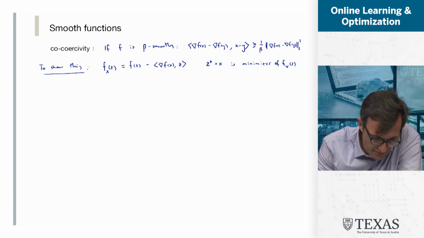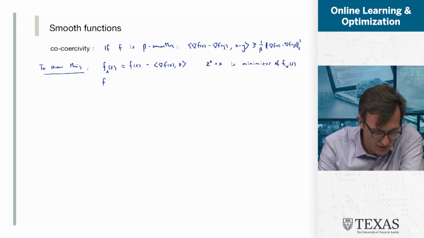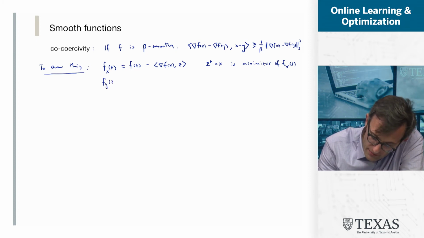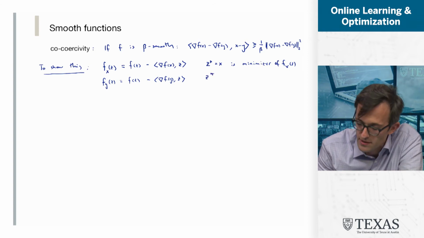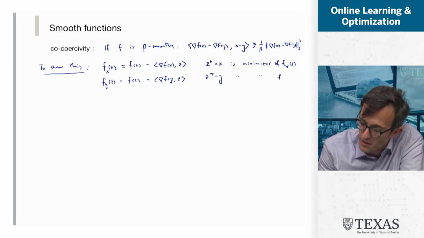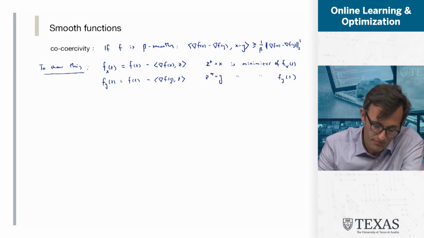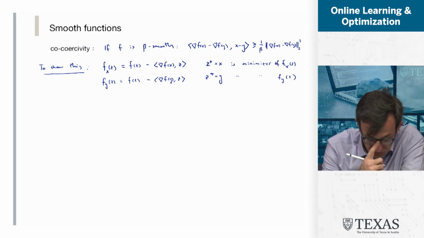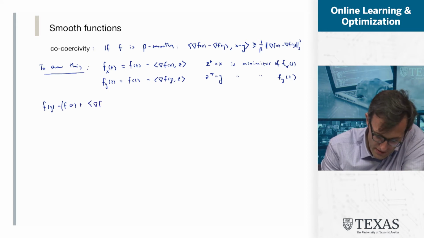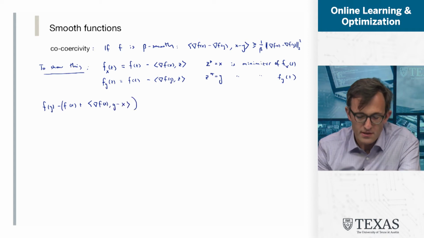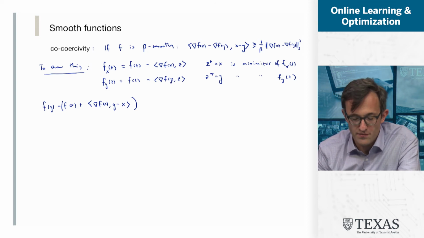And similarly, let me define f sub y of z to equal f of z minus gradient of f of y times z. For the exact same reasoning, z star equals y is a minimizer of f sub y of z. How are we going to use these two functions? Consider f of y minus f of x plus gradient of f of x, y minus x. This is generically greater than or equal to 0 for a convex function.